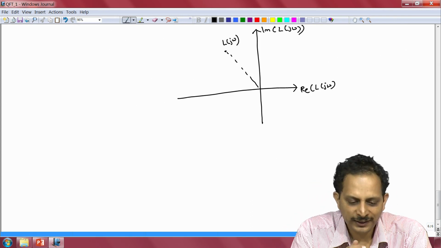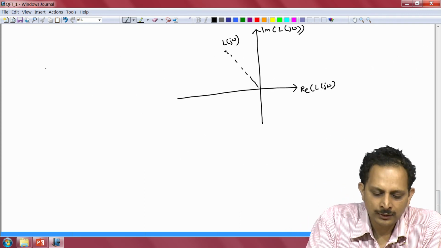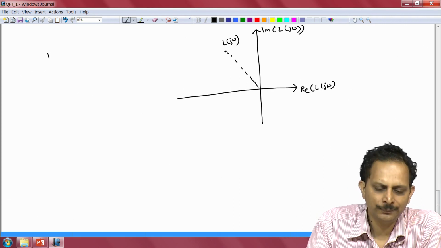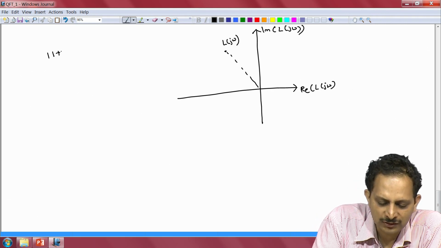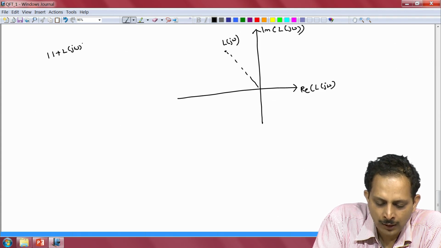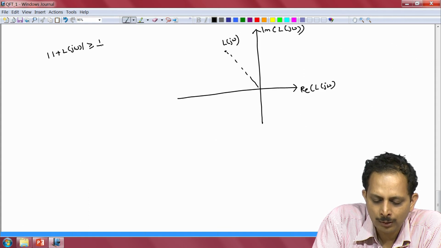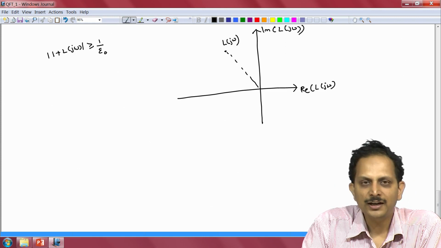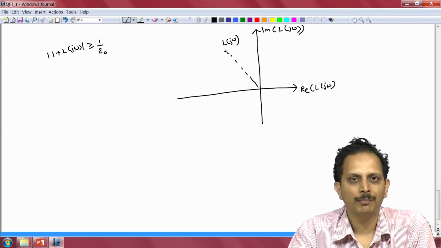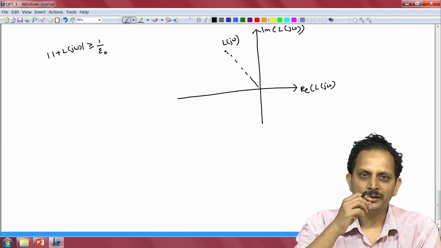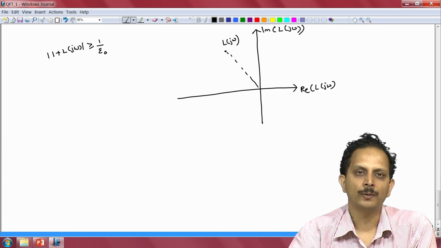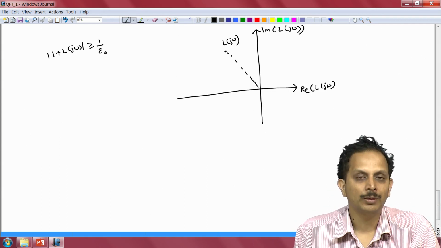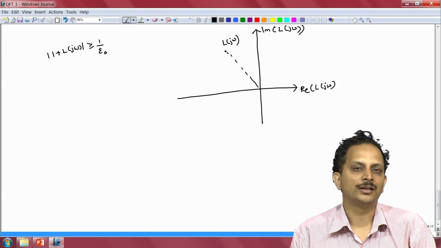Now, if we revisit the requirement on the loop gain in order for it to satisfy our disturbance rejection specification, we had that the magnitude of 1 plus L of j omega has to be greater than or equal to 1 by epsilon naught. This was the specification, and we had difficulties in representing the specification in a transparent manner in the Bode plot, because this one-to-one correspondence between the magnitude of the loop gain and the phase of the loop gain at which the equation magnitude of 1 plus L equal to 1 by epsilon naught is met was not possible.